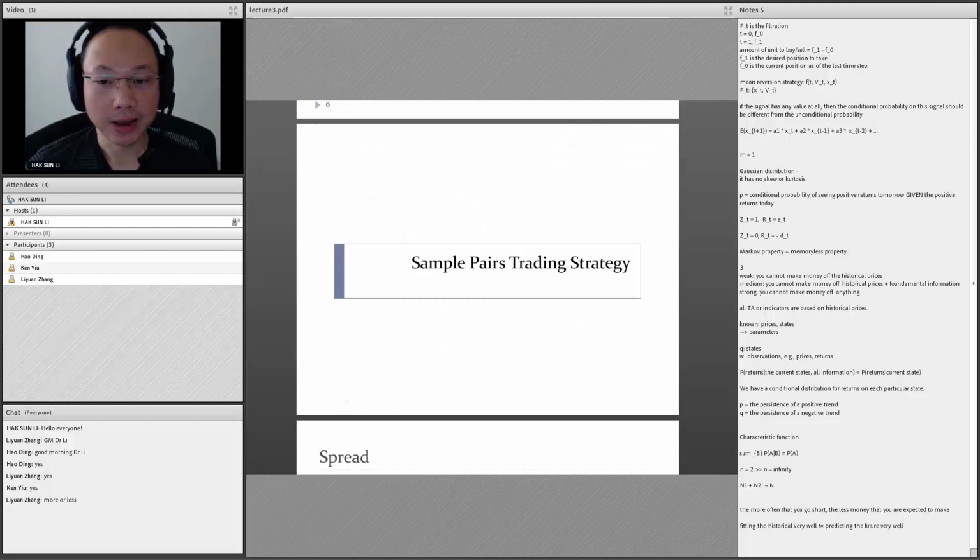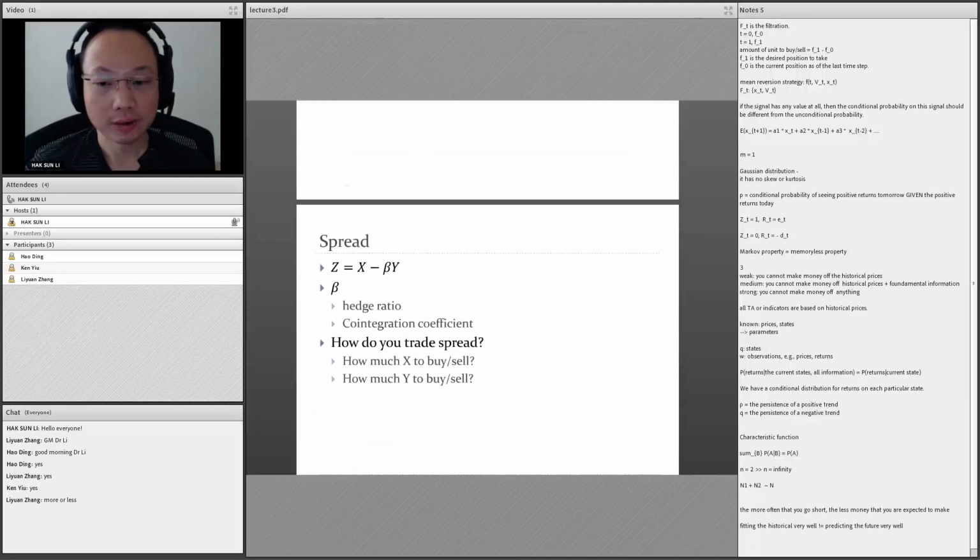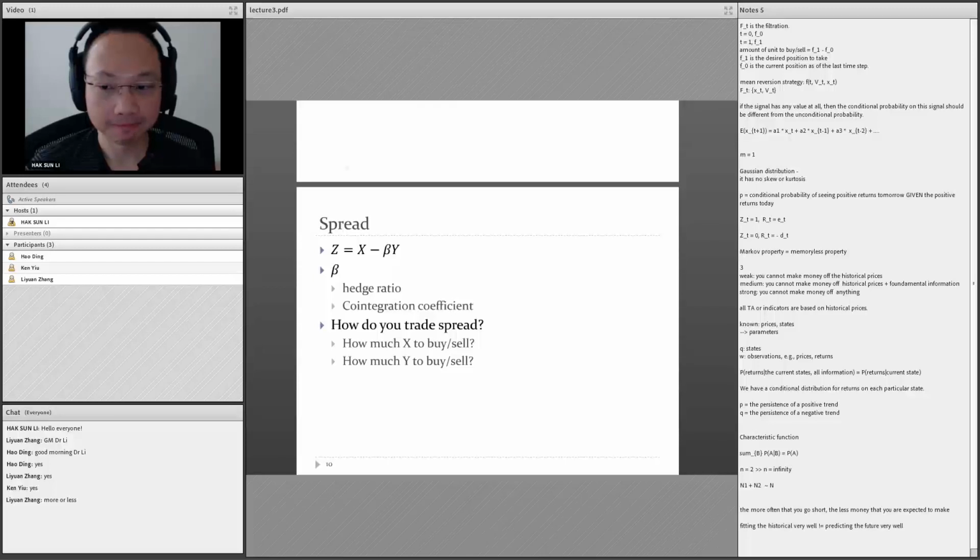Okay. Let's start with a very simple pairs trading strategy as a sample. It's a simple sample, but it illustrates the concepts involved. For example, we're going to define the spread as a linear combination of the assets involved, and the simplest thing is Z = X minus beta Y, where beta is the hedge ratio.